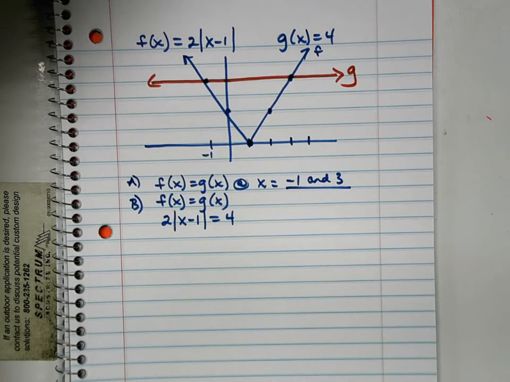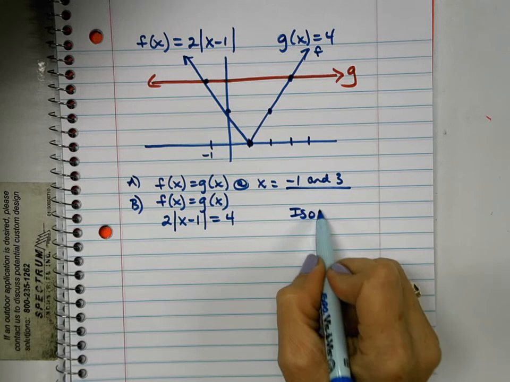The very, very first thing you always want to do is get the absolute value. Anything inside's okay, but we don't want anything outside. So get that absolute value all by itself. We say isolate the absolute value. So I'm going to write that here. Isolate, that means get it all by itself, right?